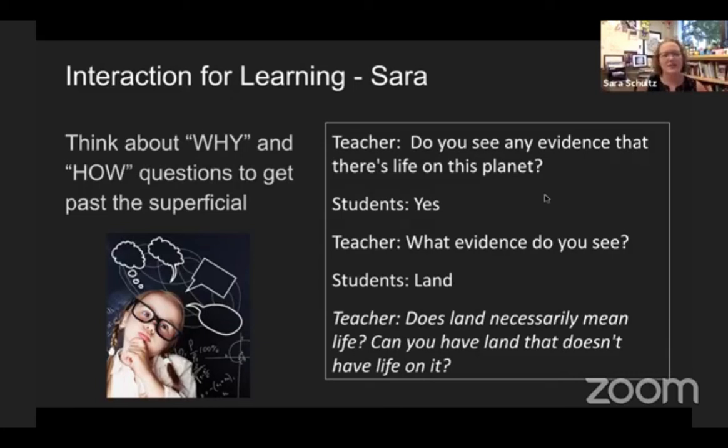But instead this teacher says, well, why? Why do you think land actually might mean that there's life there? What evidence do you see, or what do you think might cause there to be life if there's land? And so you're really digging deeper into what these students understand and what they know, and you have more of an opportunity to engage with them in a more meaningful way.